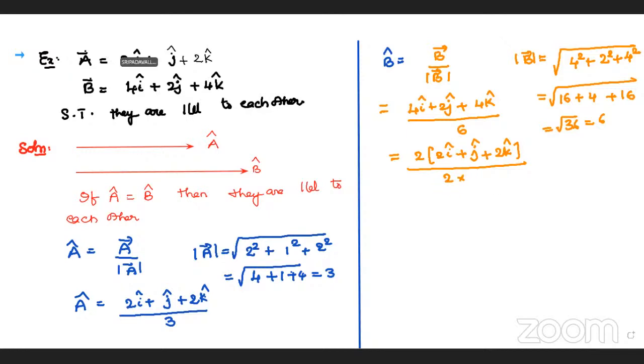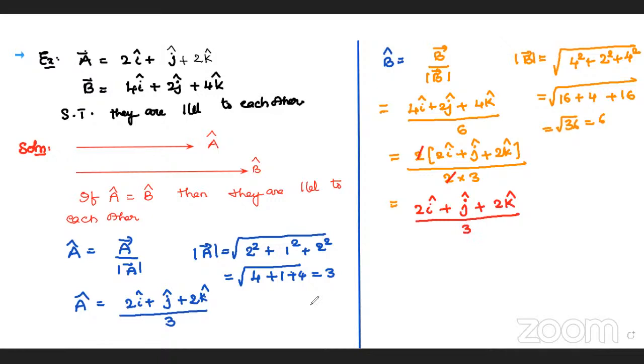Okay, so 2 into 3. So what are you getting here after cancelling 2 over there? 2, 2, if you cut. Then you are getting the same exact thing, you observe there, 2i cap plus j cap plus 2k cap upon 3.